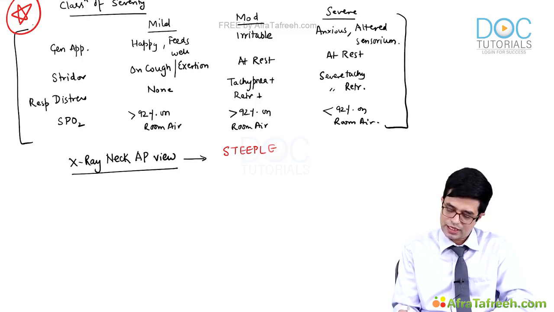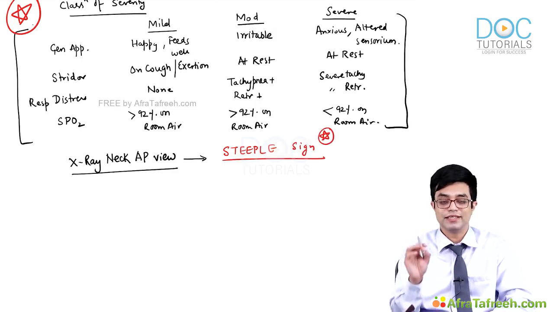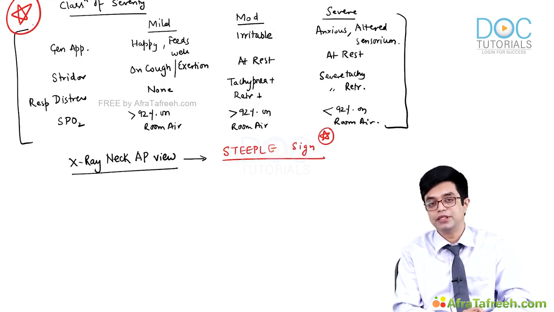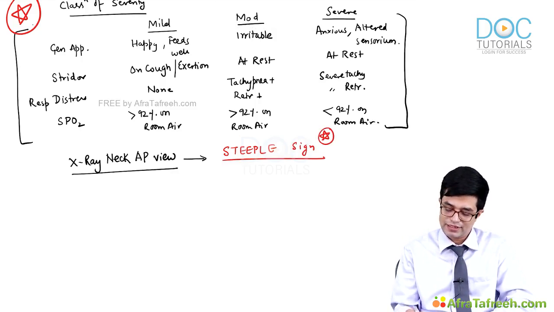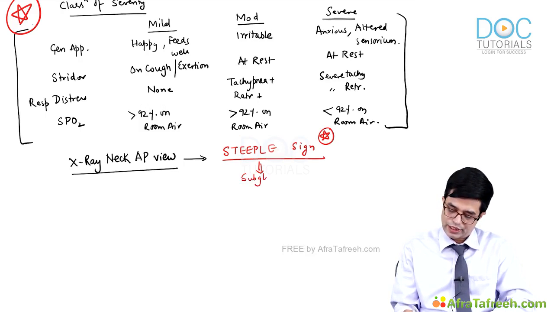Steeple sign has been asked as a visual in the NEET PG entrance exam. It is a NEET PG question, so it can be repeated in the exam. Steeple sign basically refers to subglottic narrowing.